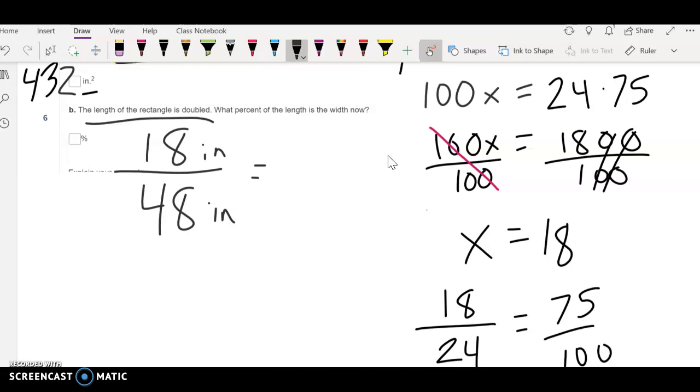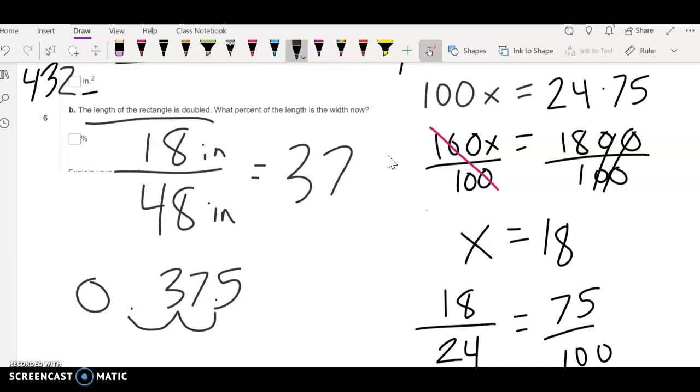I could either do this in my calculator. I could do 18 divided by 48. And here's what I get when I type this into my calculator: 0.375. Now we know that's not the percentage, that's the decimal. So to go from decimal to percentage, we multiply by 100, which really means we just have to move that decimal place twice to the right. So that's going to be 37.5%. Now, that's one way to do it. Some of us like that method, others don't.